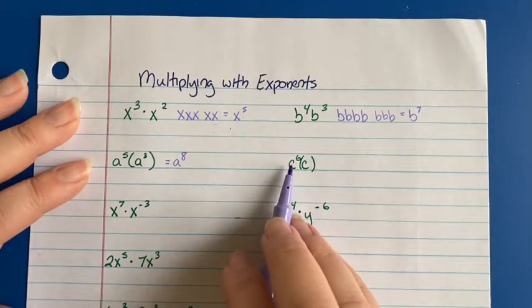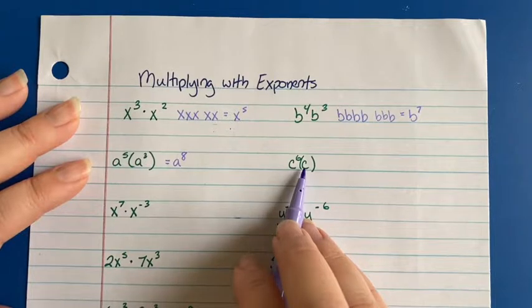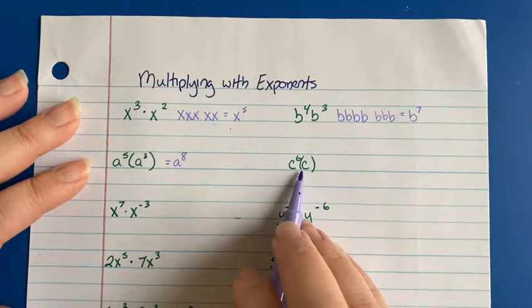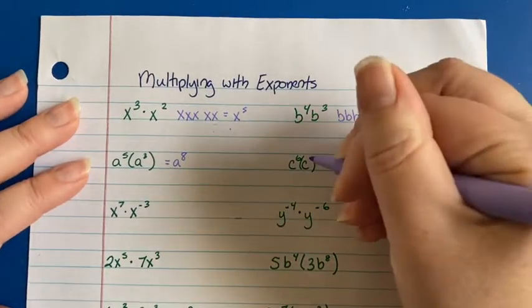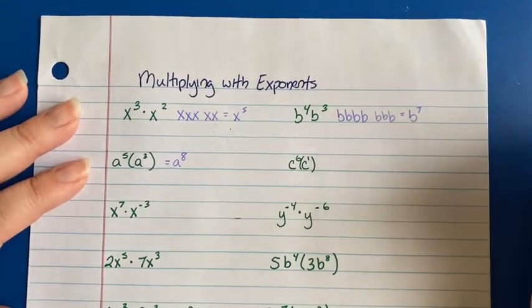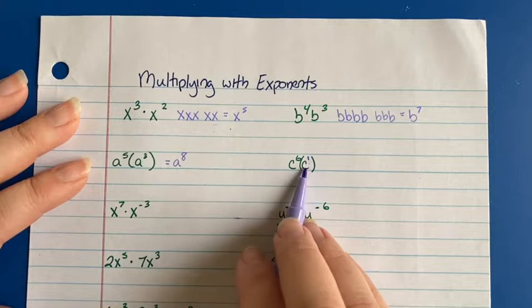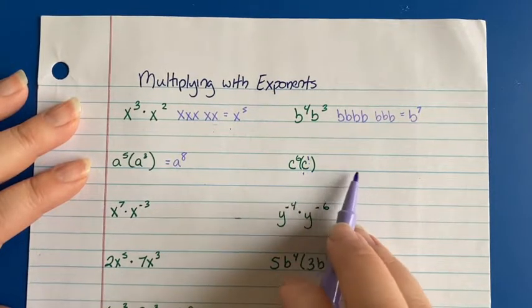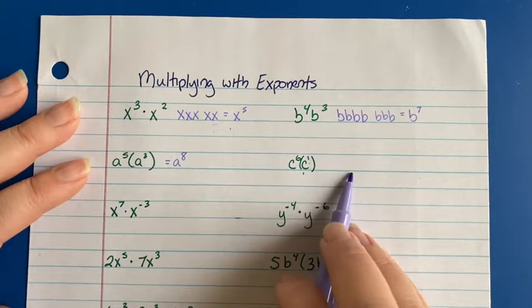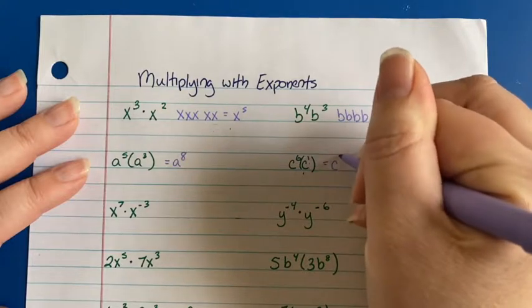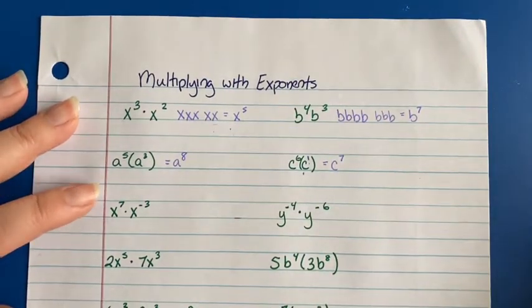Over here I have c to the 6th power times c. Okay, anytime you see a base that does not have an exponent, you know the exponent is automatically 1. And the reason is because how many c's do you see there? You see 1. So it's c to the 1st power. It's just c 1 time. So if I have c to the 6th times c to the 1st power, that would be like writing out 6 c's and then another 1 c and multiplying them all together. That would be c times itself 7 times.